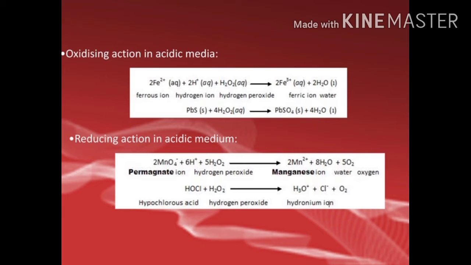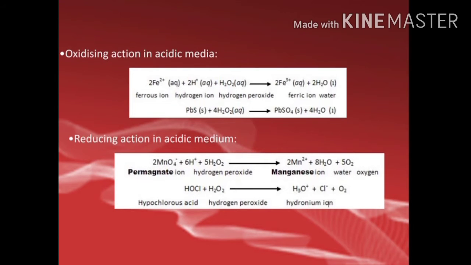Now we are going to discuss that character. In acidic medium, hydrogen peroxide acts as a very good oxidizing agent. For example, ferrous ion is converted into ferric ion. Ferrous ion oxidation number 2 plus. Ferric ion oxidation number 3 plus. Here the oxidation number increases.